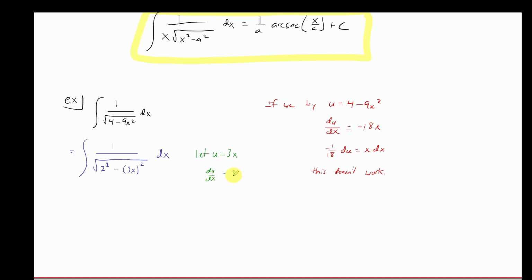So du dx is 3, so 1/3 du equals dx. So let's go ahead and now substitute some things over. I'm going to leave the stuff inside the square root mostly alone. The 3x is going to become a u, and the dx becomes a 1/3 du. Okay. So now what we do is we say, okay, a is equal to 2, and I have the right form of my integral.